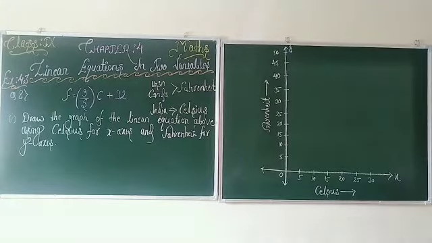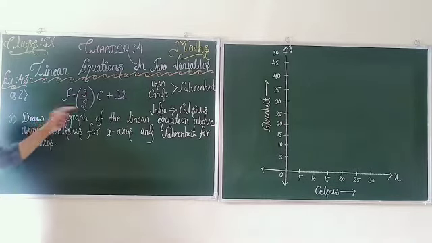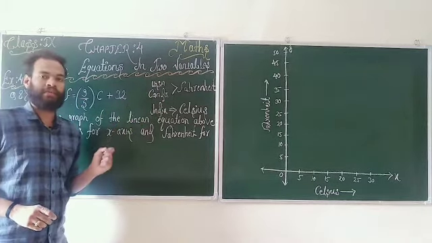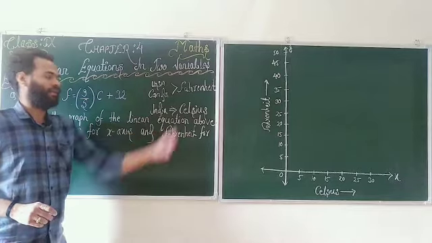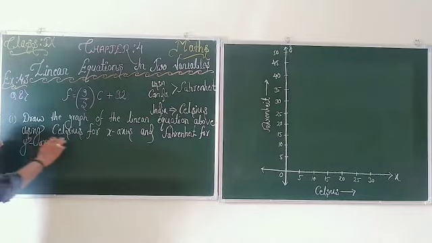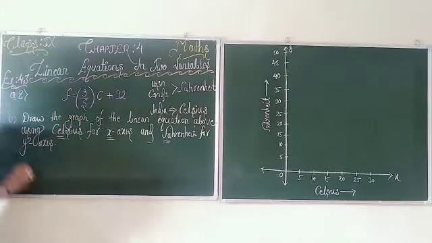Now see the last question of the exercise. In this question they give a condition: Fahrenheit is equal to 9/5 Celsius plus 32. We know that in some countries the temperature is measured in Fahrenheit, and in India the temperature is measured in Celsius. So the relation between Fahrenheit and Celsius is given as Fahrenheit is equal to 9/5 Celsius plus 32. The first question they ask is to draw the graph of the linear equation using Celsius for the x-axis and Fahrenheit for the y-axis.